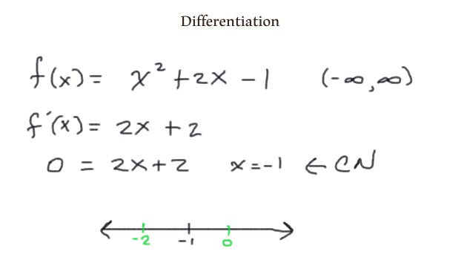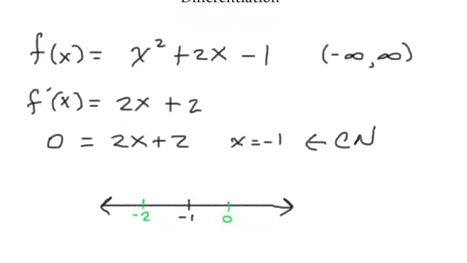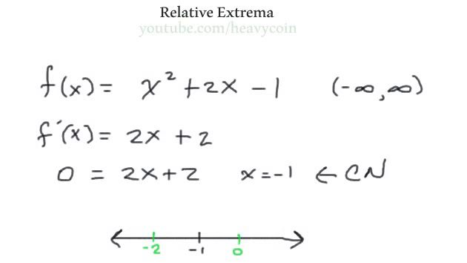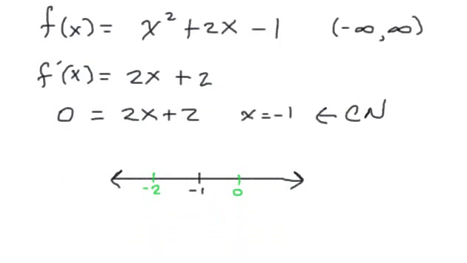Now what we want to do is plug our test points into the derivative, because the derivative tells the slope of the tangent line at that particular point, whether it's negative or positive. So we're going to plug in our test points now. I'm going to take this -2 and plug it into the derivative.